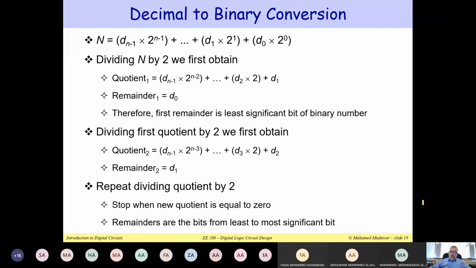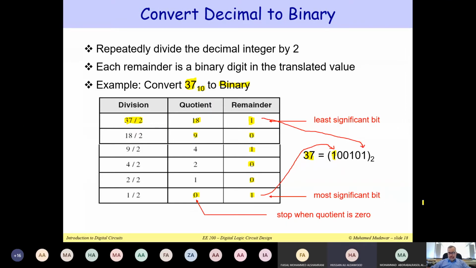Doctor, I have a question on the previous slide. This 2 after the bracket indicates that this number is in binary. You have to write it to indicate that this is a binary number. That's 100101 in binary. Yes, you can actually use different number systems. In this case, I'm converting to binary, to radix 2.